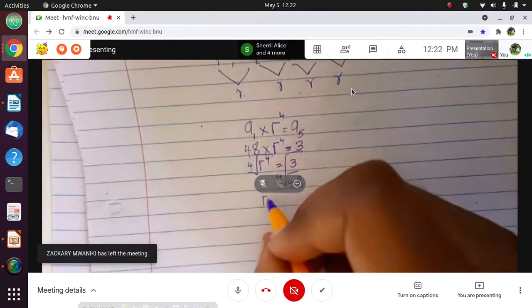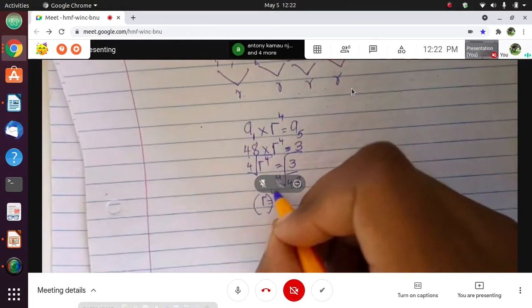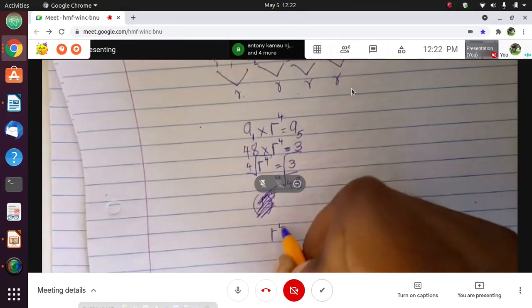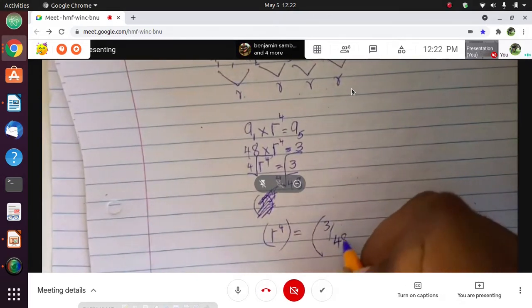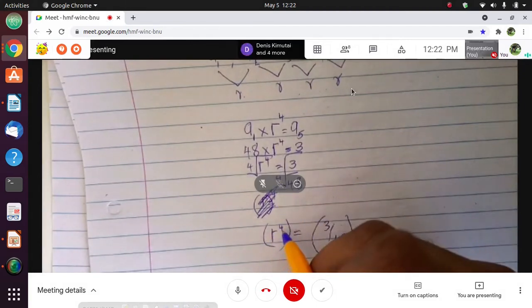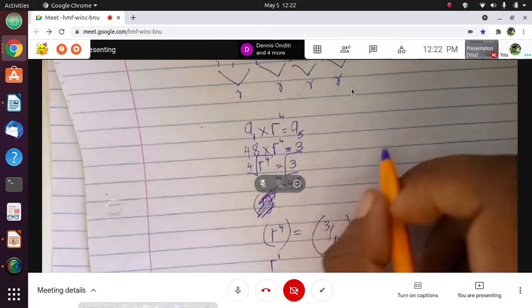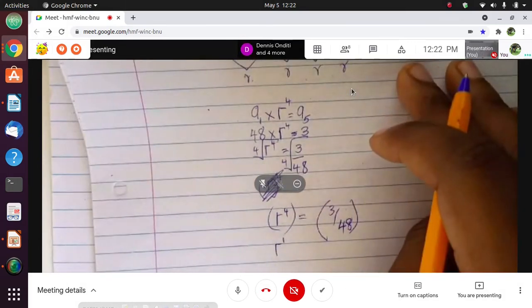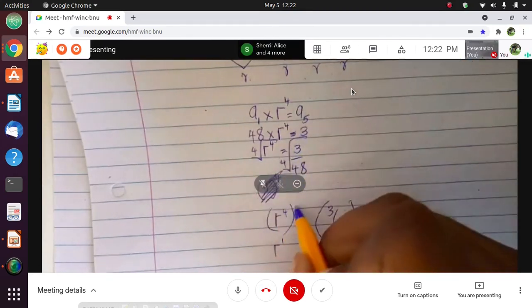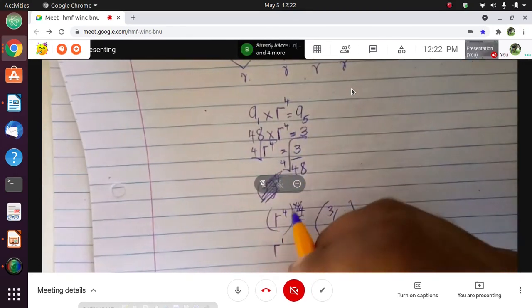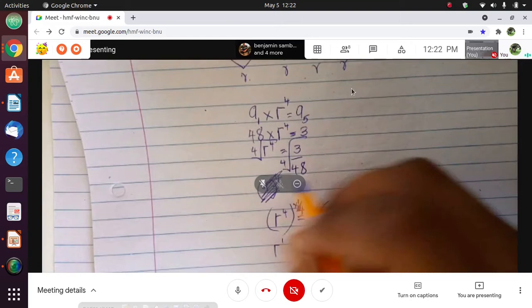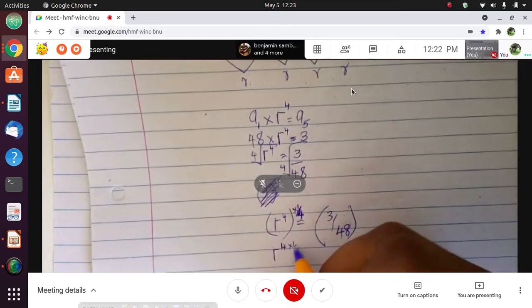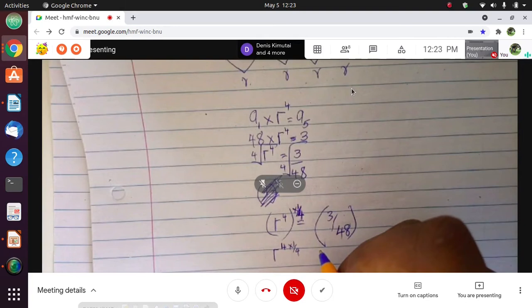Okay, let us do it this way. Indices. R raised to power 4 is equal to 3 over 48. What will I raise R raised to power 4 to, to give me R? When I raise R raised to power 4 by a quarter, what happens? Laws of indices. When I raise a number that already has a power, this can be written as 4 times 1 over 4. Do we remember that?